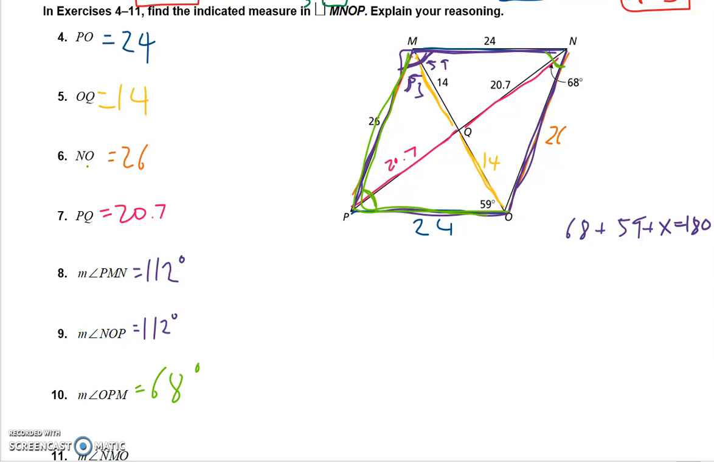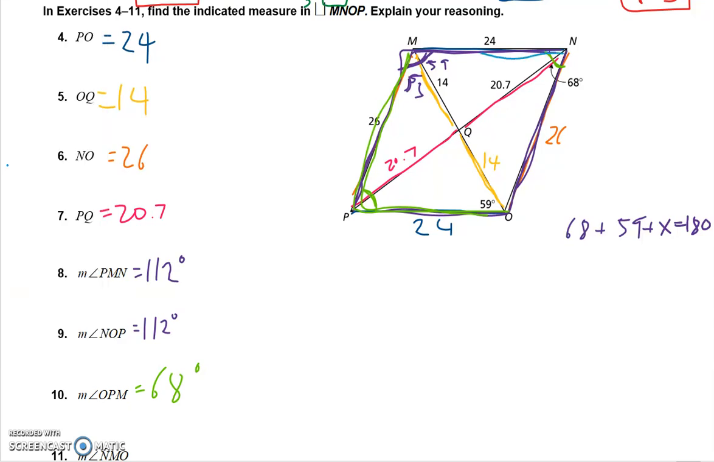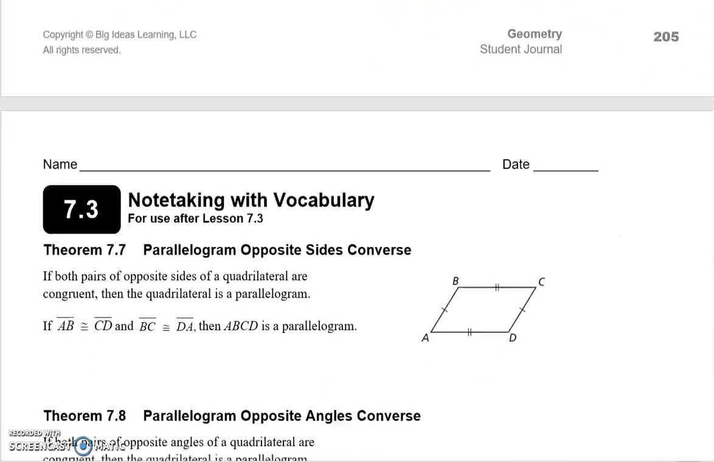NMO, okay, last one on here. NMO is right here. We did this one earlier, it's 59 right there. So NMO is 59 degrees. Cool. I think that concludes this one.